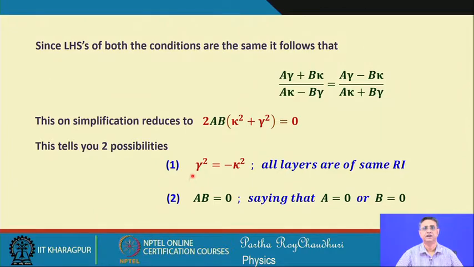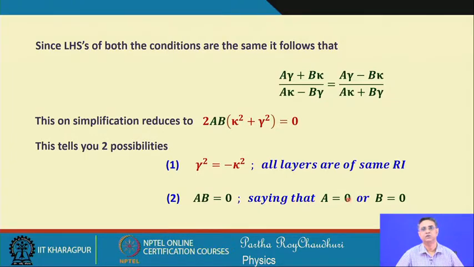First one is that either kappa square plus gamma square must be equal to 0. In that case, gamma square equal to minus kappa square, but that means n1 and n2 are equal. If you look at the definition of kappa and gamma, because beta will cancel, k0 n1 square will be equal to k0 n2 square. So, that means n1 is equal to n2. That means all layers are the same, there is no waveguide, there is no interface. So, that is a trivial condition. So, we will not continue with this condition, we will look at the other possibility, a b equal to 0.